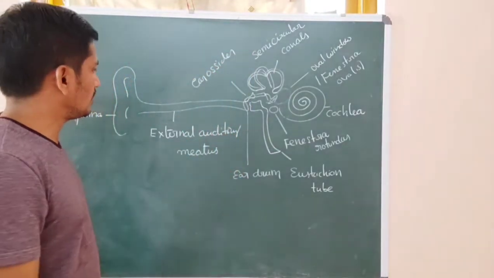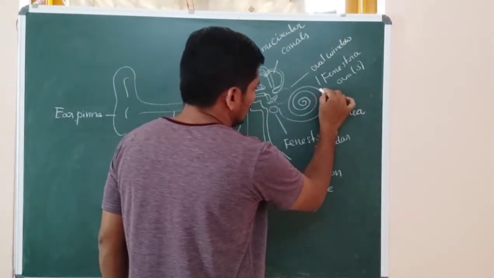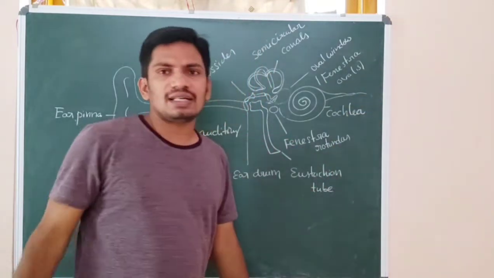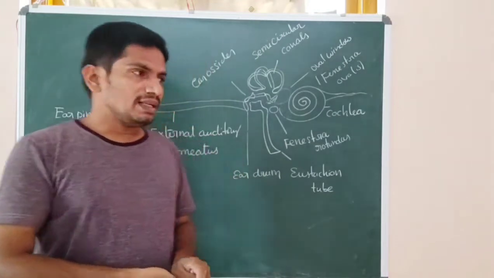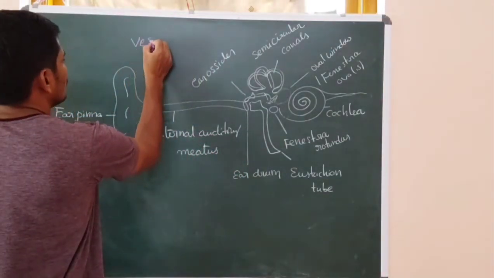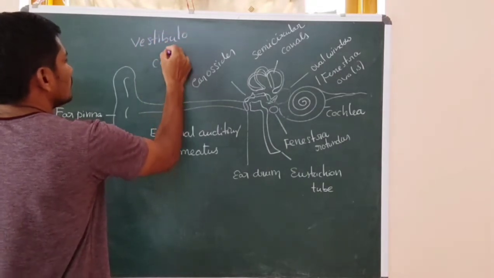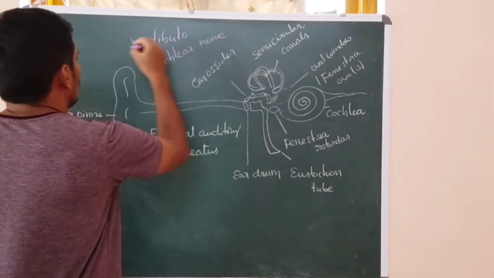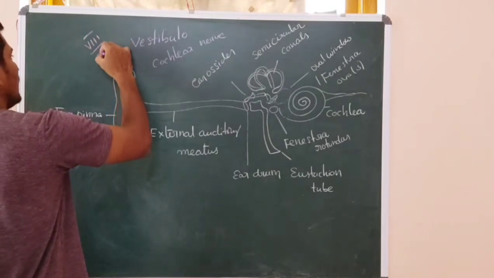Ear ossicles. Now this is the complete structure and it's innervated by the auditory nerve, which is known as the 8th cranial nerve, called the vestibulocochlear nerve. What is the reason behind that? Two terms are there: vestibulocochlear nerve. We call it the 8th pair of cranial nerve.